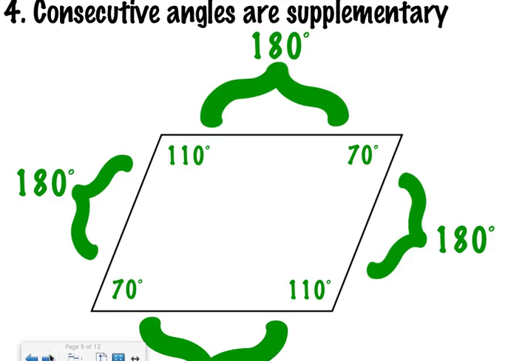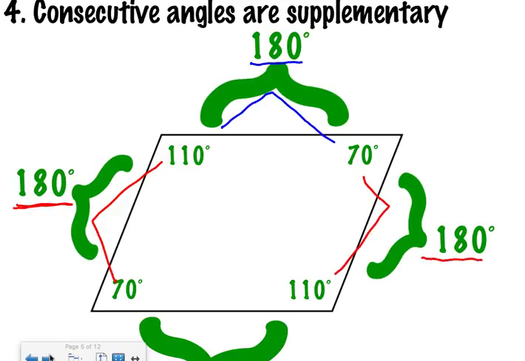Our fourth property, oh boy, this is big. Consecutive angles are supplementary. Consecutive means that they're right next to each other. So if I look here, do you guys agree that these two angles are right next to each other? If they're right next to each other, they have to add to 180. Just like these guys here have to add to 180. And it goes all the way around. These guys have to add to 180. And even though you can't see this, these two would also have to add to 180. So consecutive angles are supplementary.